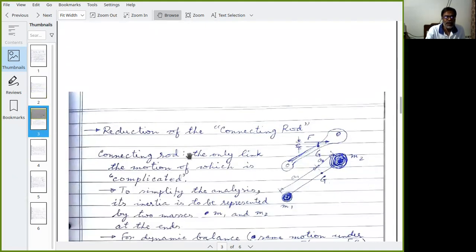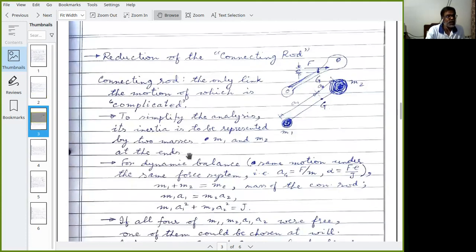Now we go to forces. When we talk about force-motion relationships, you see that out of all the links in this mechanism, it is the connecting rod only which has a complicated motion, because that's the only floating link. One is the frame, which doesn't move. Another is the piston, which only slides, pure displacement, to and fro. And another is the crank, which rotates about a fixed point. So it is always rotation about a fixed point.